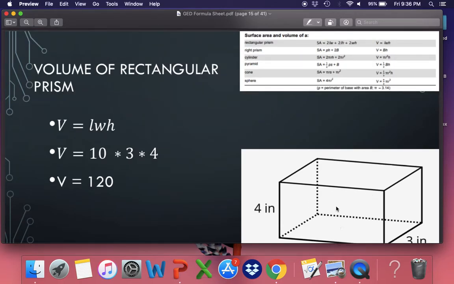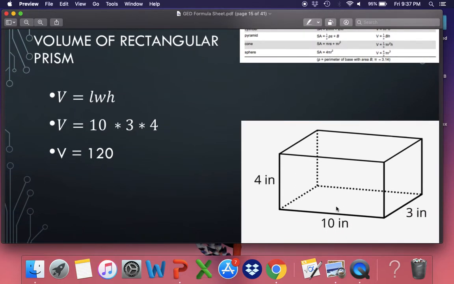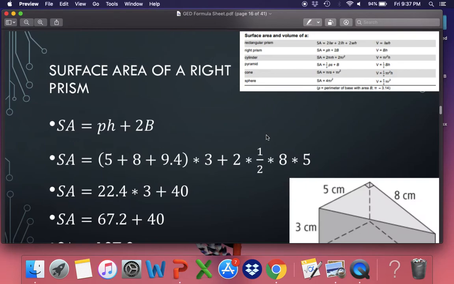Volume of a rectangular prism is just length times width times height. Volume questions involve filling a box, putting something inside of a cone, or if you're making pyramids for some model, how much clay do you need to make a pyramid? So with those, you'll use volume. So first volume is length times width times height. 10 times 3 times 4 is 120.